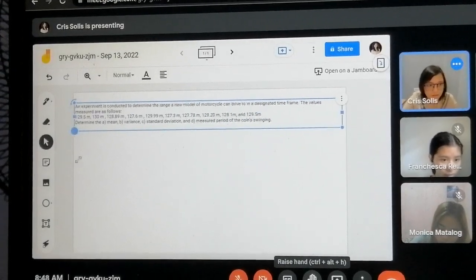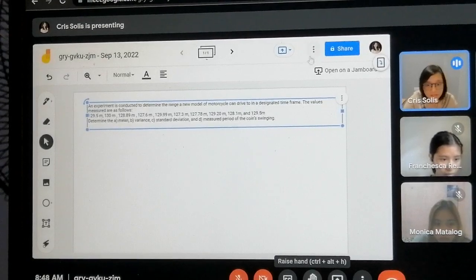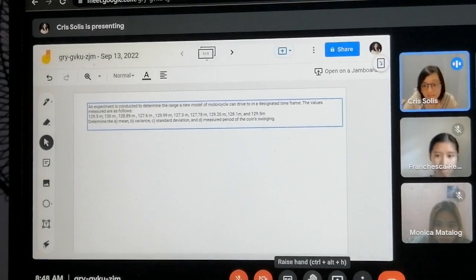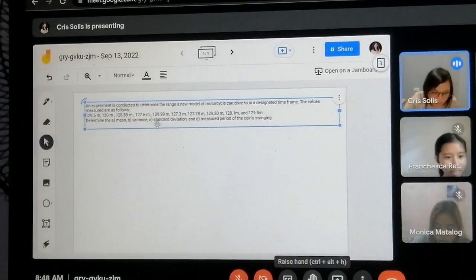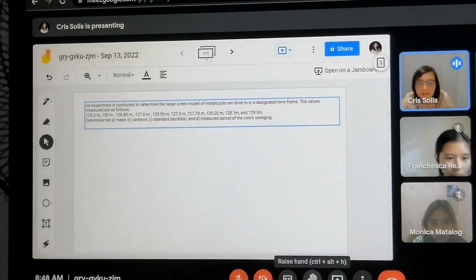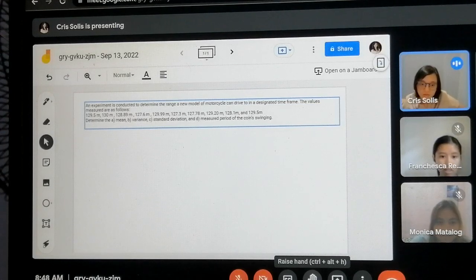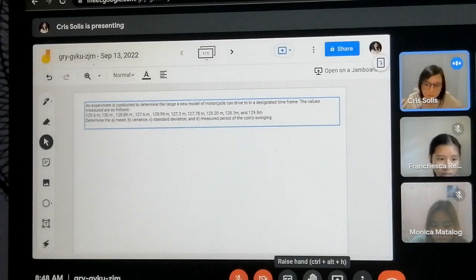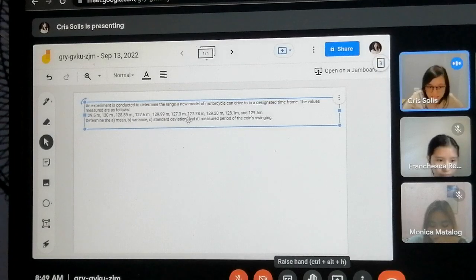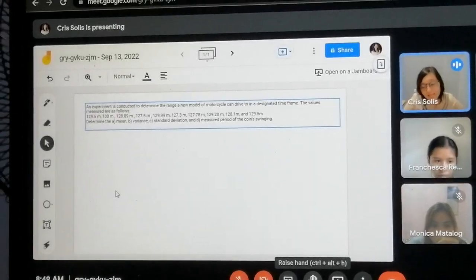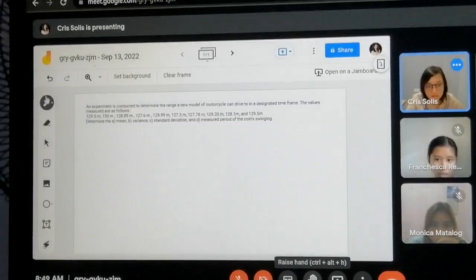So, in the experiment, so it says here, nababasa po ba? Good. So, ito yung question natin. An experiment is conducted to determine the range a new model of motorcycle can drive to in a designated time frame. The values measured are as follows. You have, as you can see, 1, 2, 3, 4, 5, 6, 7, 8, 9, 10. We have 10 quantities. So, ang ating N ay 10.